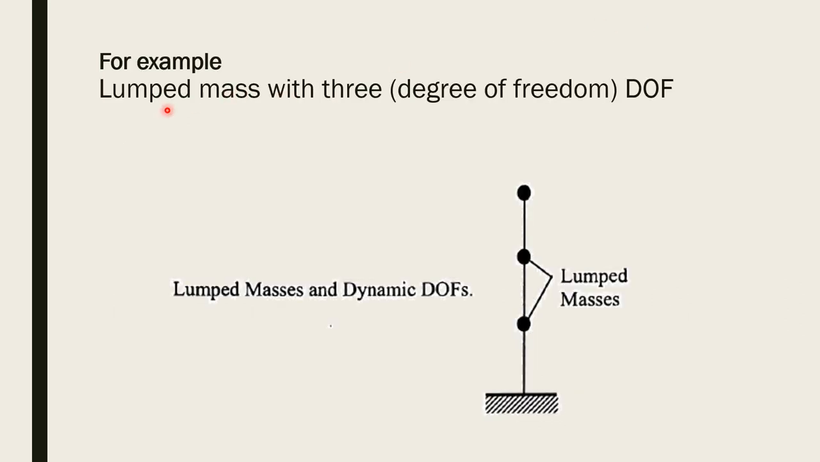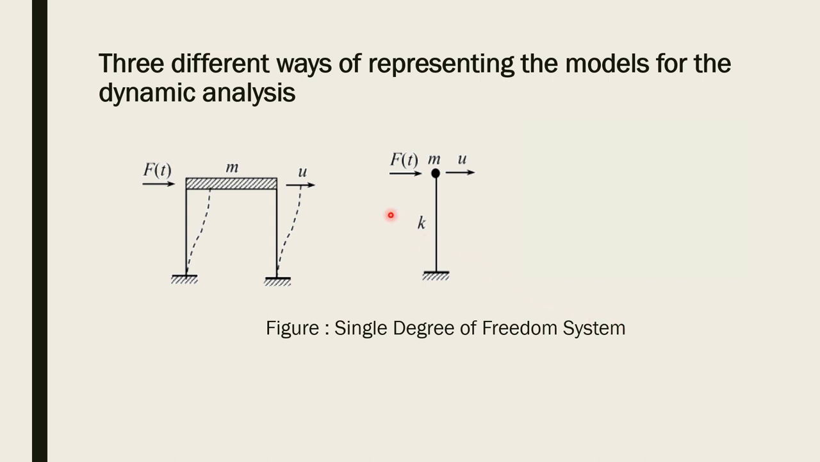For example, here is a lumped mass with 3 degrees of freedom. Here a 3-story model is simplified into the lumped mass. First story, second story, third story. So only 3 degrees of freedom: 1, 2, 3. Another example, 3 different ways of representing the models for the dynamic analysis.